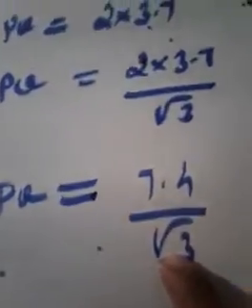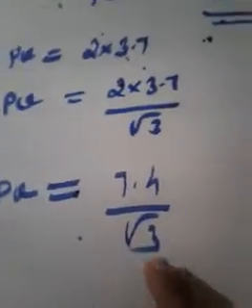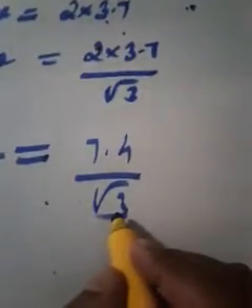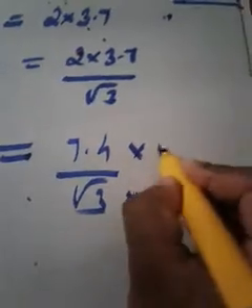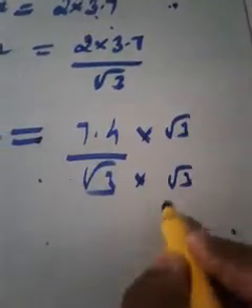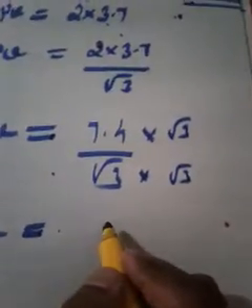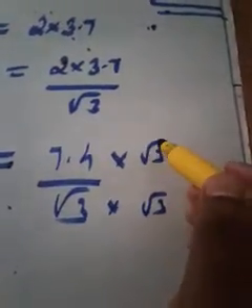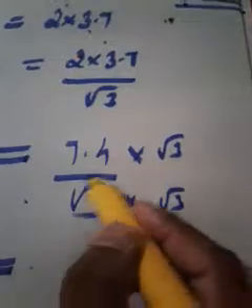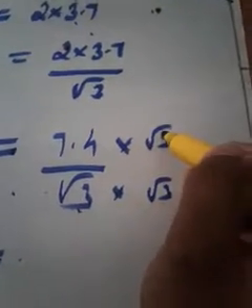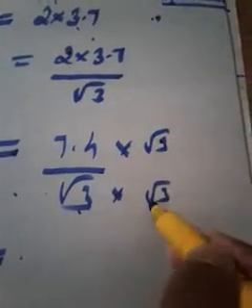So what I am going to do is make the denominator rational. You know how to do that? Here the denominator is root 3. Just multiply both the numerator and the denominator by root 3, then the problem will be solved. That is the method. We can multiply the numerator and denominator by the same number, no problem.